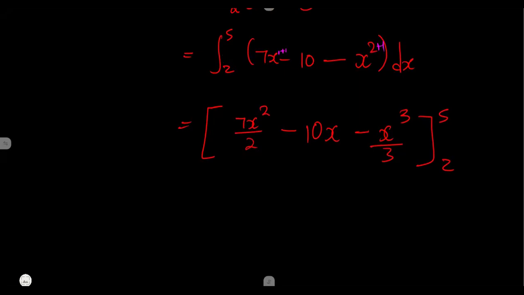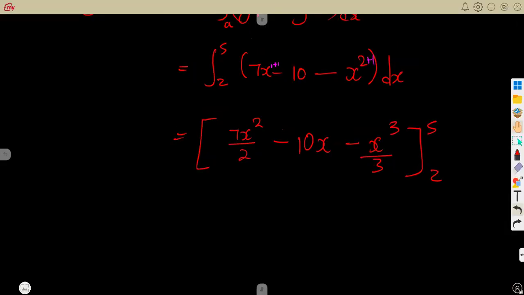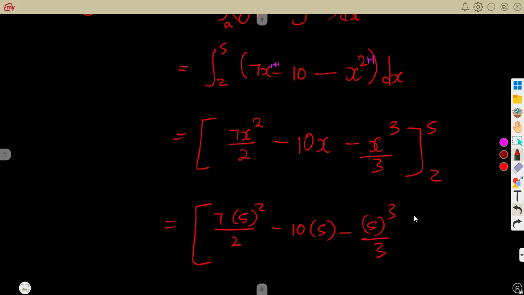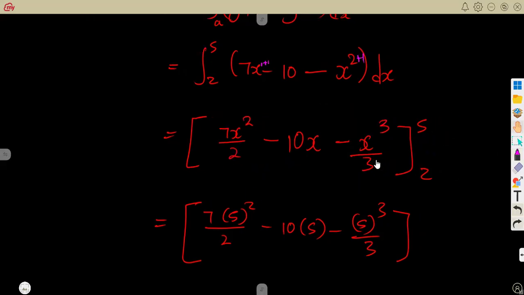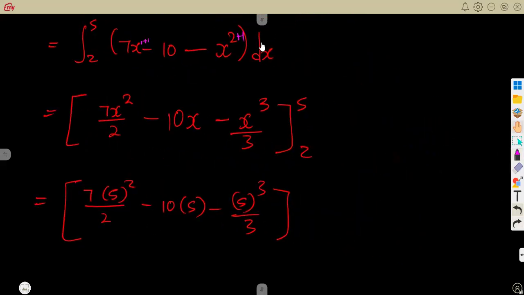this part, I just need a calculator here. So we're going to substitute our limits, the upper limit, in place of x, put 5 there. So that's 7 times 5 to the exponent of 2 over 2 minus 10 into 5 minus 5 to the exponent of 3 over 3. So this is our upper limit. In place of x, we substituted our upper limit, all right? So we are going to do the same thing to the lower limit.